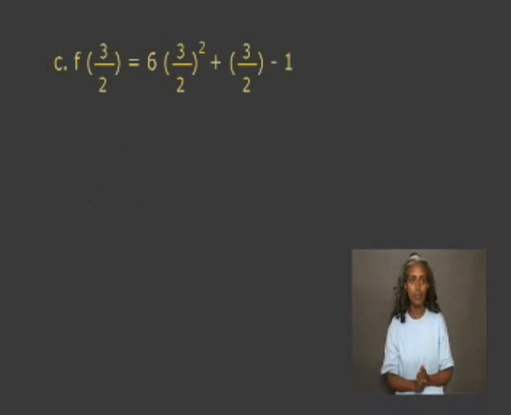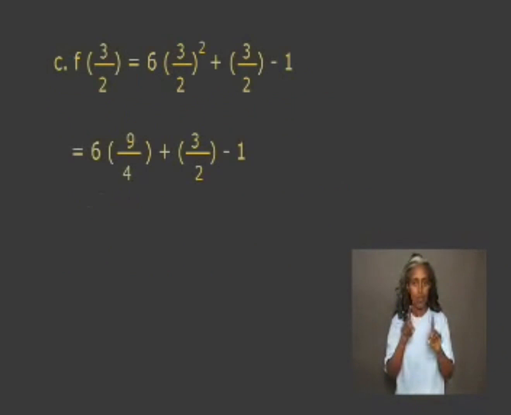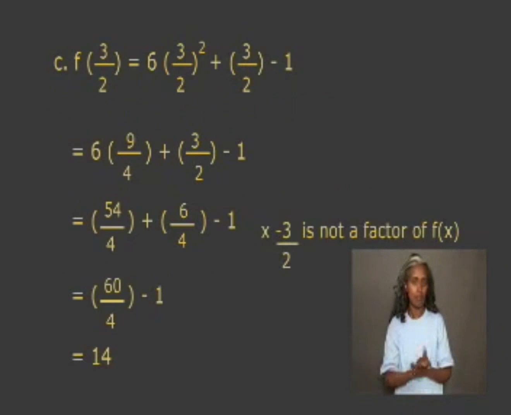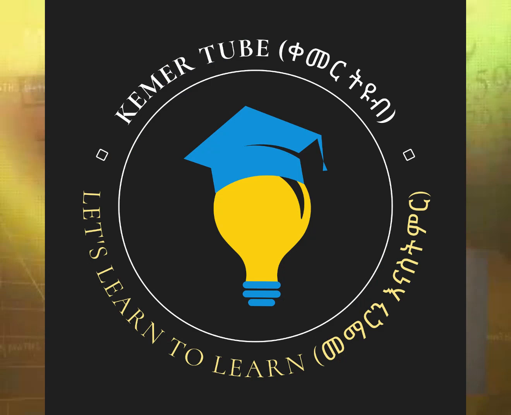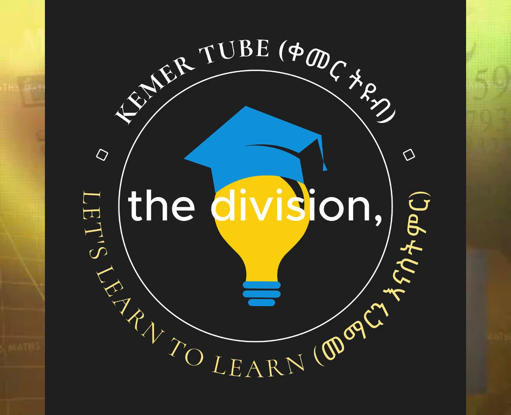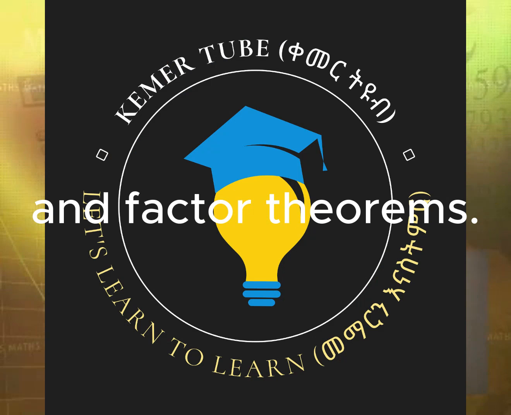f of 3 over 2 equals 14, not 0. So x minus 3 over 2 is not a factor of f of x. If those were your answers, great work. That is all for today. We have learned about the division, remainder, and factor theorems.